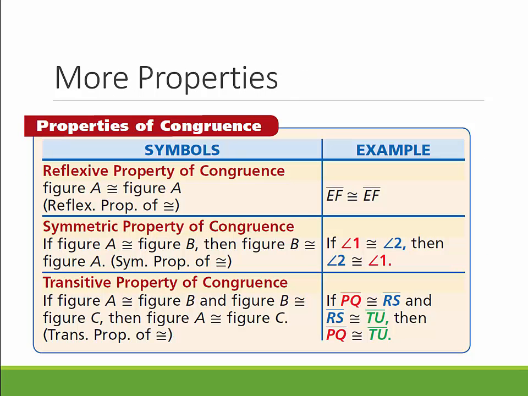So more properties that you need to know. The reflexive property of congruence, the symmetric property of congruence, and the transitive property of congruence. So remember, all the properties before were of equality. When we're describing the measure of something, we don't use equal, we use congruent. So if figure A is congruent to figure A, like the length from E to F is congruent to the length from E to F. The symmetric property says that we can go backwards, that if angle 2 is symmetric to angle 1, angle 1 has to be symmetric to angle 2. And then transitive is kind of like the law of syllogism, where you cross off what's in the middle and you can jump conclusions.